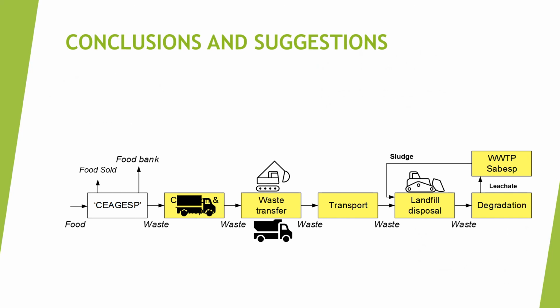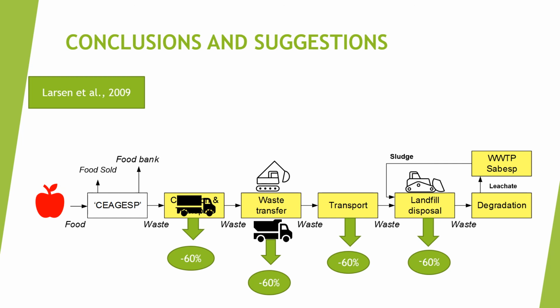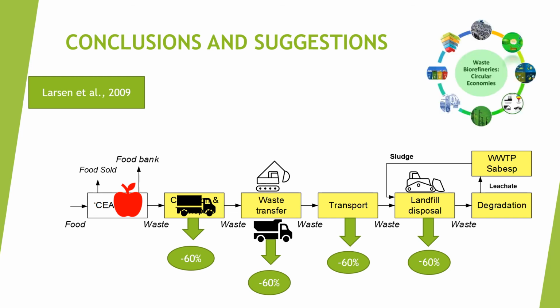Conclusions and suggestions. To reduce the pollution, if we don't want to change the system, a good idea could be the substitution of the old vehicle with new models, as suggested by Larsen. In this way, we can reduce the pollution generated by transport until 60%. If we totally rethink the system, we can recommend to increase the efficiency of the food bank that should reuse 100% of edible food, donating it to charity institutions. About the not edible food, this type of waste could become the raw material for a biorefinery facility.